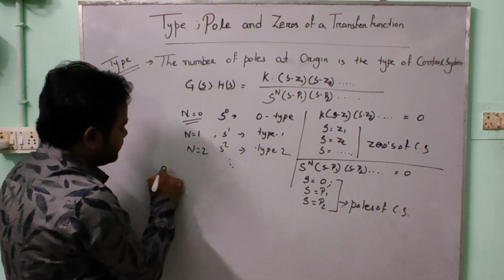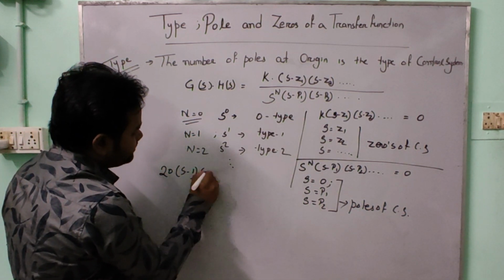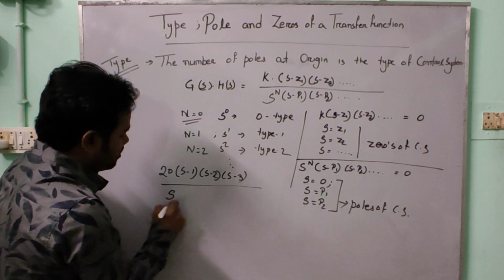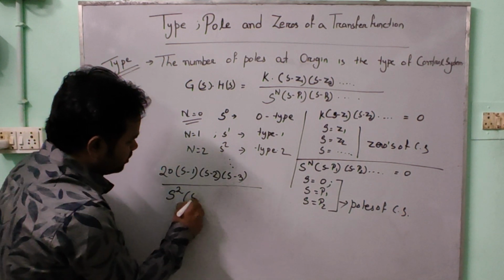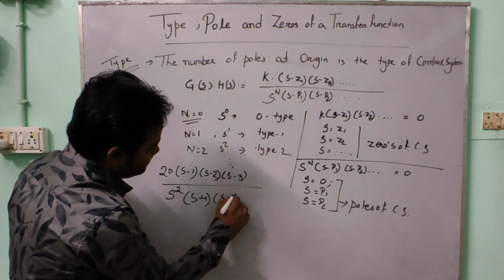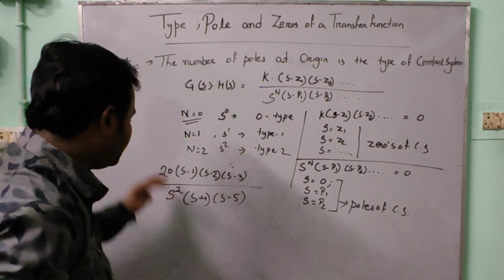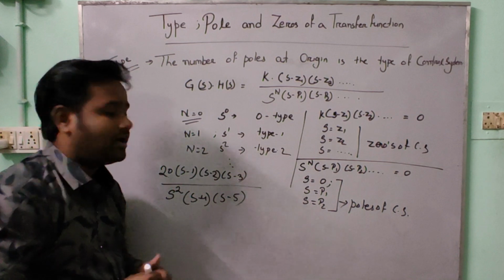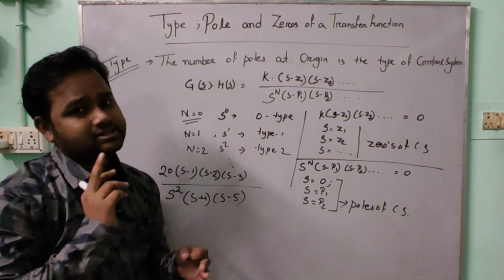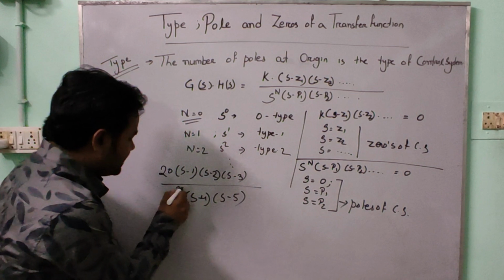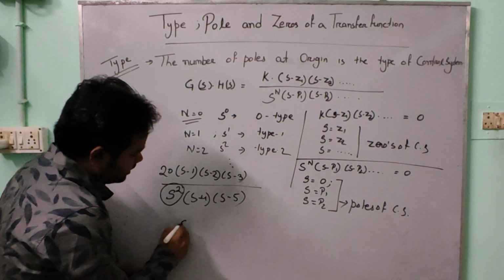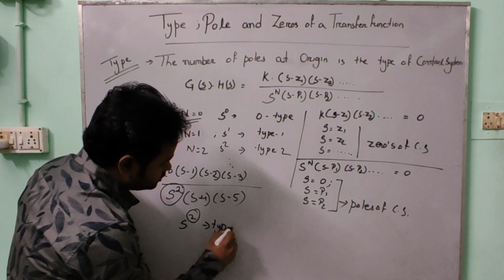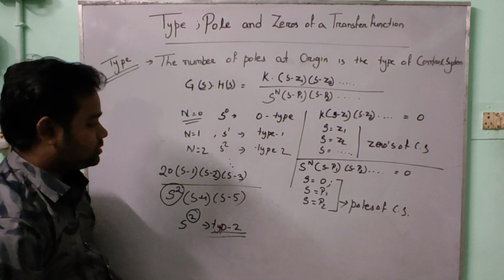Suppose the example is 20 into (s minus 1) into (s minus 2) into (s minus 3), divided by s square into (s minus 4) into (s minus 5). So this is a transfer function model. Here the constant K value is 20. Here we have to find the poles, the zeros and the type of control system. Here we see that s square is there, so 2 is the type. So it is a type 2 control system.